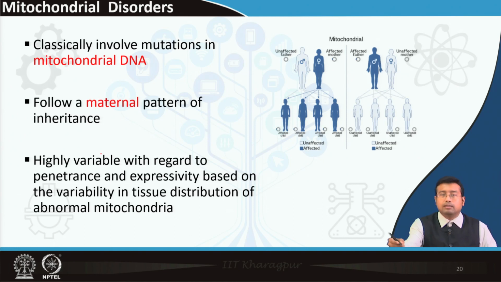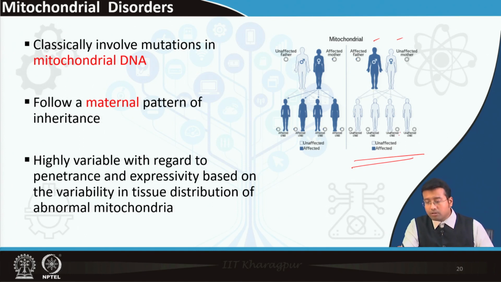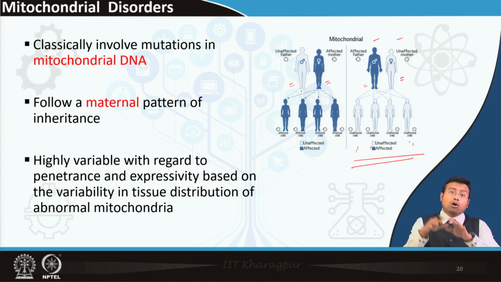So, you can see in this case where the senior progeny, the father was affected and the mother was unaffected, all of the children are unaffected, because mitochondrial diseases come from the mother. Here the father was affected, and in this case the mother is affected and the father is unaffected, but all of the children are equally affected because they are inheriting the mitochondrial DNA from the mother.